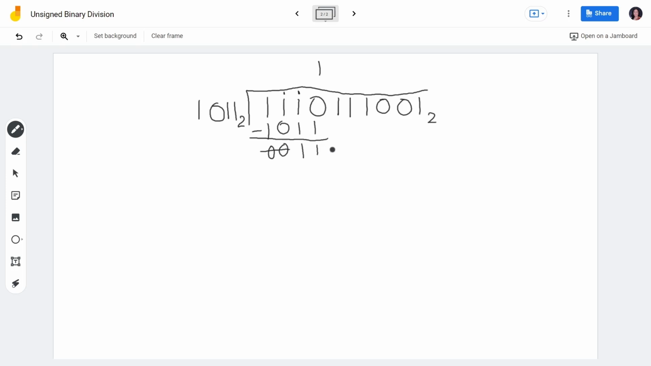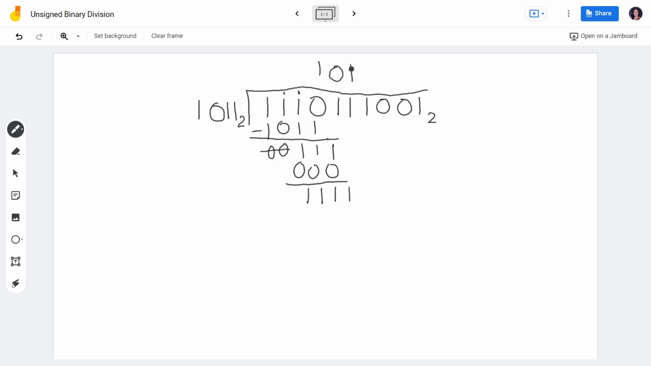So next we bring down 1. Okay. Is this enough for 1, 0, 1, 1? Of course, it's too small. So we're going to put a 0 here. So let's just put 0 here. And then next is 1, 1, 1, 1. Is it enough for 1, 0, 1, 1? Of course. So it's a 1.